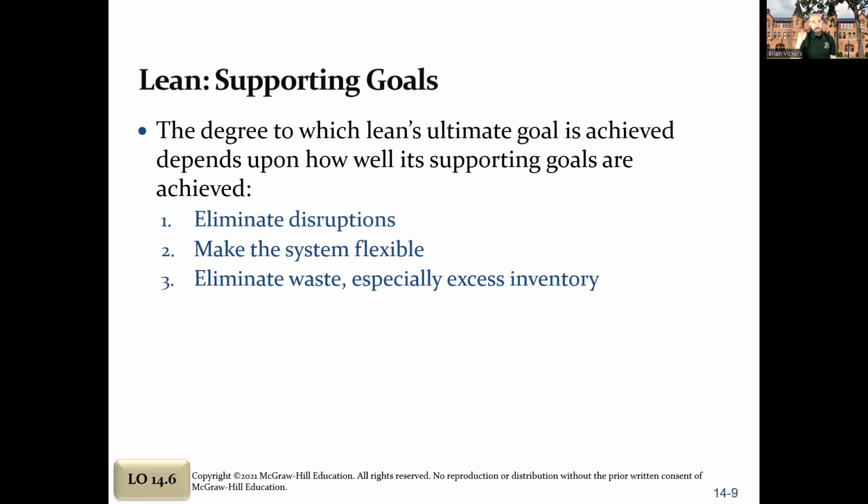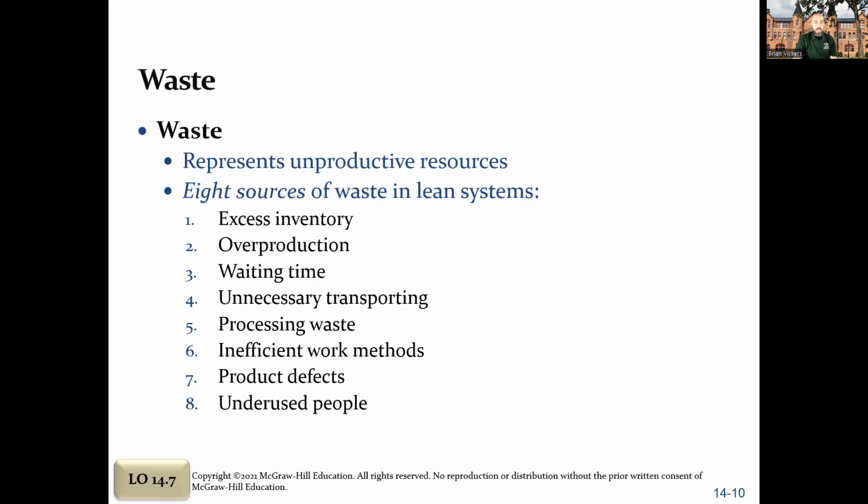Supporting goals: eliminate disruptions, make your system flexible so that you could adjust to ebbs and flows of business, new options and possibilities and opportunities, and then eliminating waste, especially excess inventory, but there are other types of waste, 8 types, in fact.